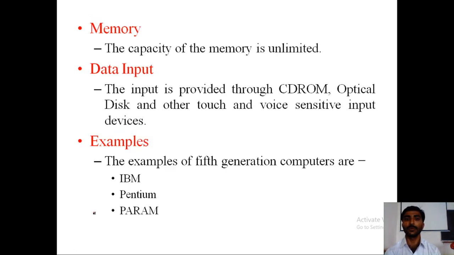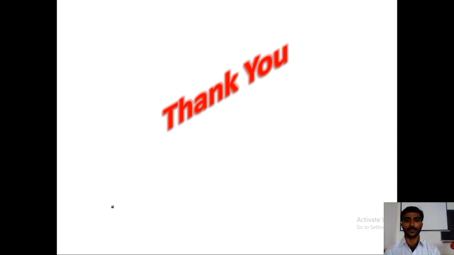Memory is unlimited. The capacity of memory in the fifth generation is unlimited. Okay, the data is provided using CD, pen drive, data cable. Through those input devices, you can provide the data. Examples are IBM computers, Pentium, and Param. Param is a supercomputer. Okay, this is called the computer generations.